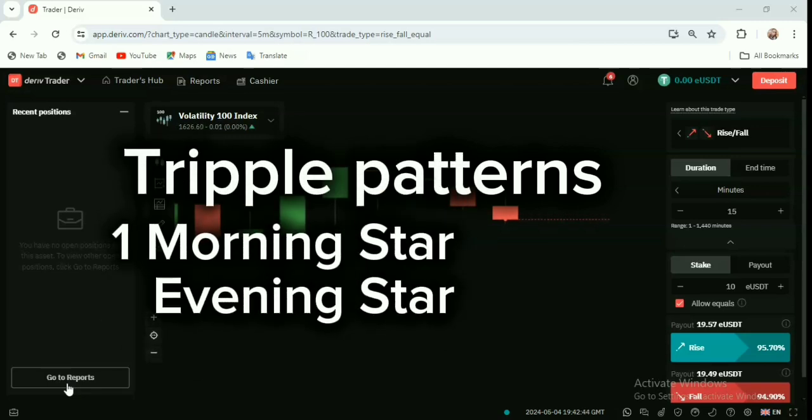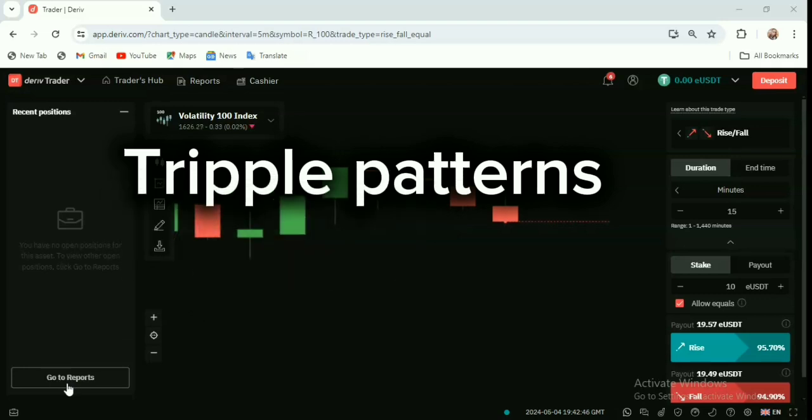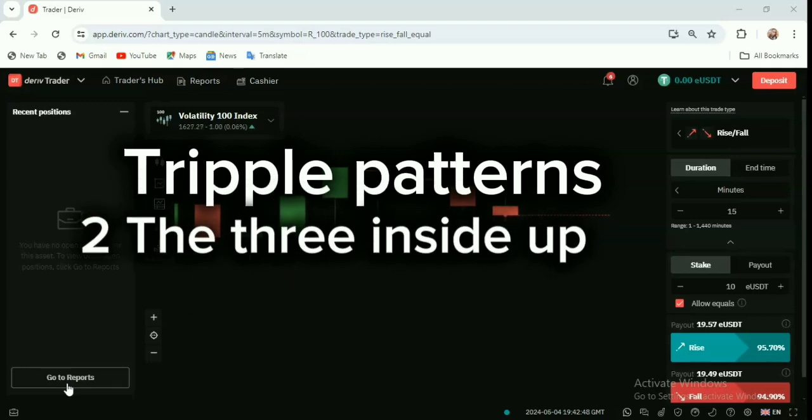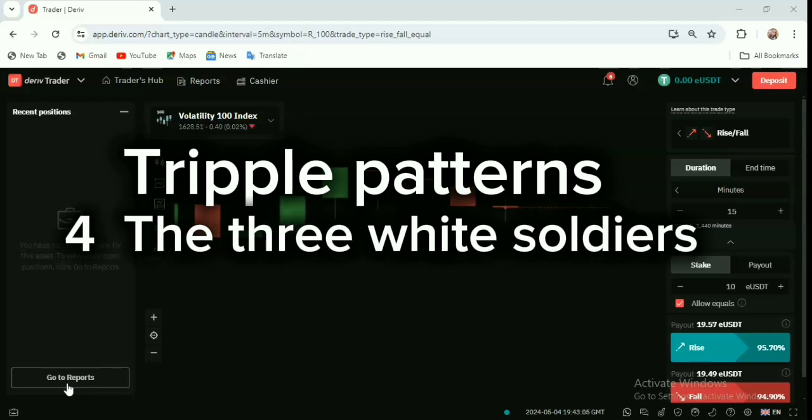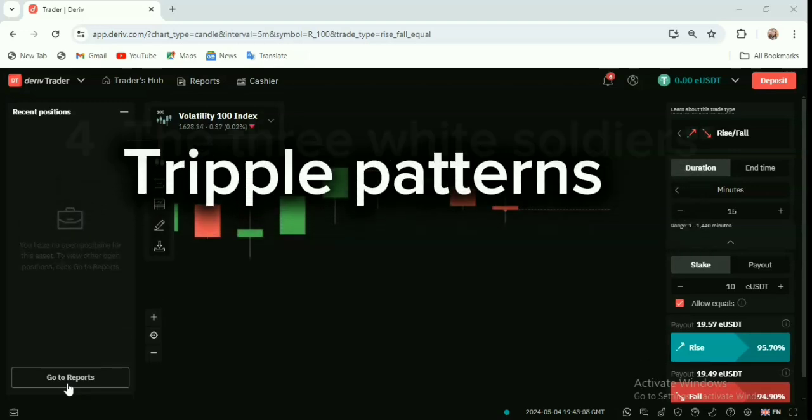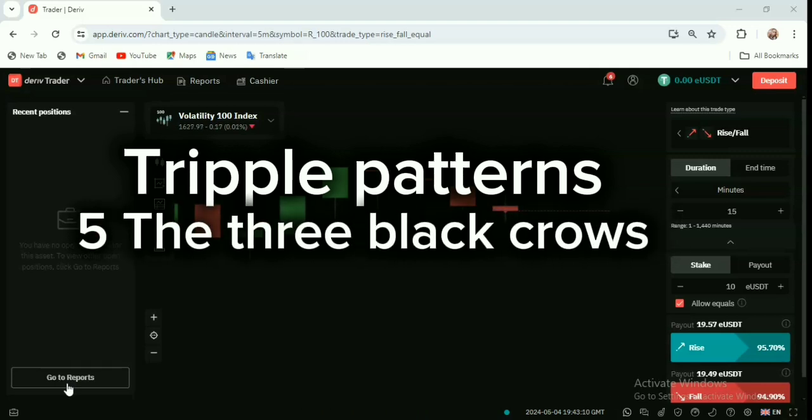One, we have the morning and evening star. Two, we have the three inside up. Three, we have the three outside down. Four, we have the three white soldiers. And five, we have the three black crows.